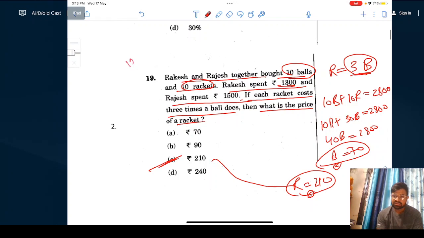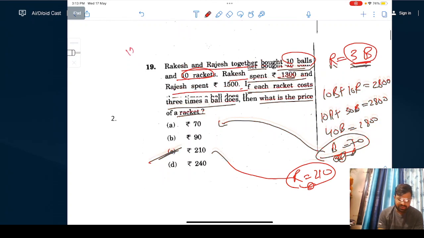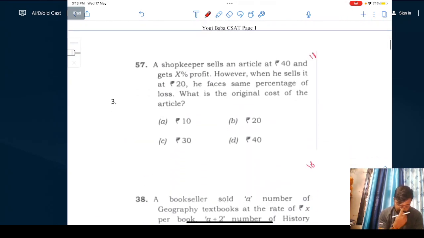See, somehow with time, when we are stressed and we want to do things faster, what we do is we may mark the answer after finding the price of the ball. So we should avoid such a thing in the exam.